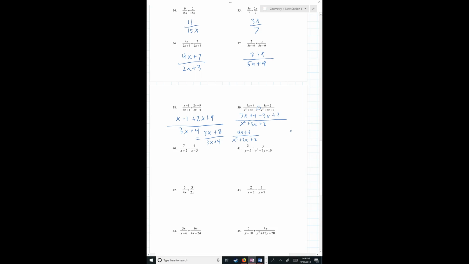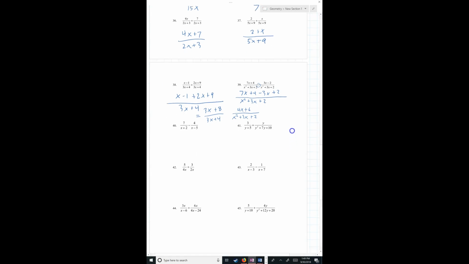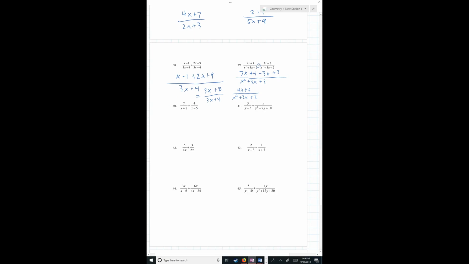Okay. So now we get to number 40. This is where it gets interesting. Notice we do not have common denominator. They're different. And so when I'm looking for a common denominator, I need to include in my fraction x plus 2 and x minus 5. So that's what my new fractions are going to look like. I have to have something that both x plus 2 and x minus 5 will divide into.